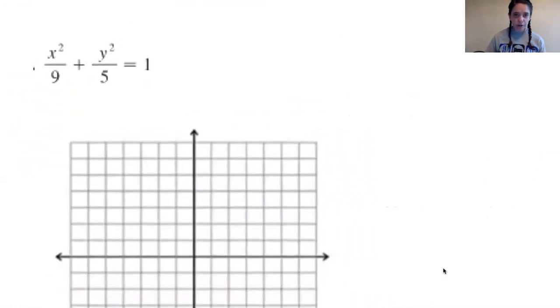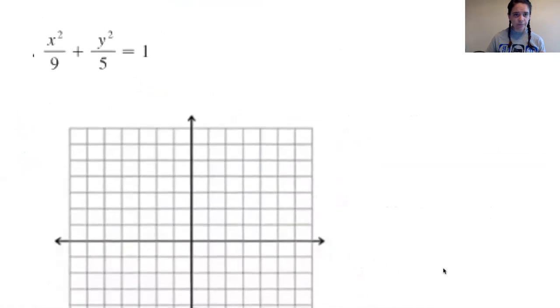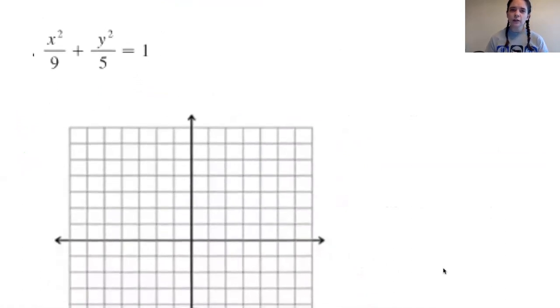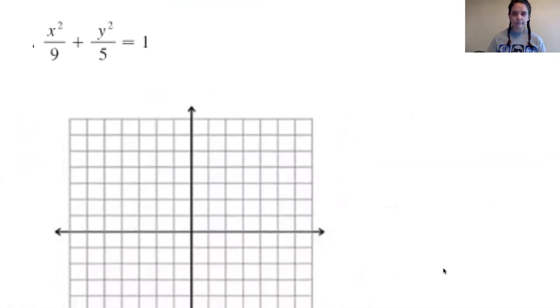So here's our first example. X squared over 9 plus y squared over 5 equals 1. Notice how this is in standard form. We have the x squared over a number plus our y squared over a number equals 1. And that's really important that it equals 1.